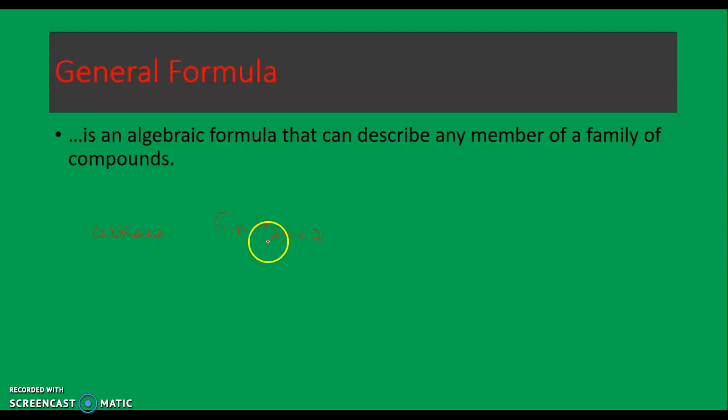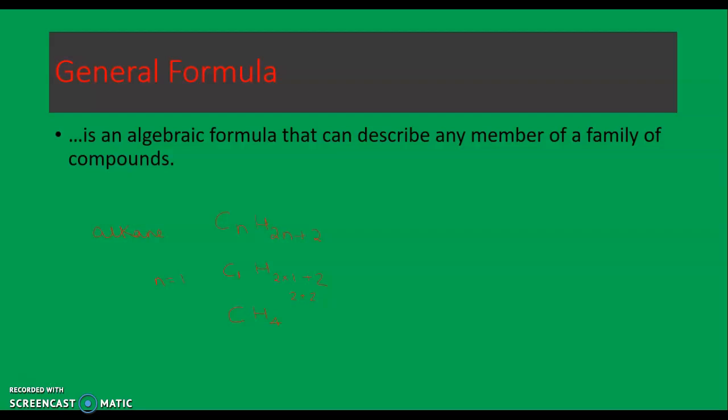So if the value of n is 1, I would say C1 H2 times 1 plus 2. That means CH, 2 times 1 is 2, 2 plus 2 is 4. So that is a formula of alkane. So you can use this formula to find out the molecular formula of any compound in that particular series.